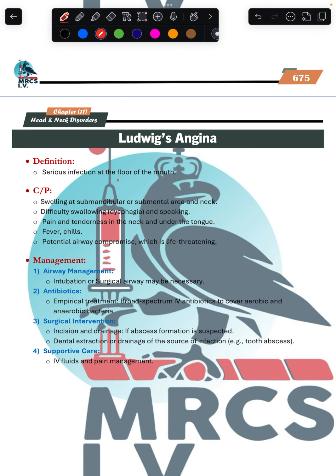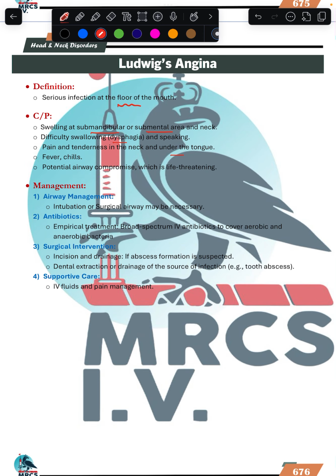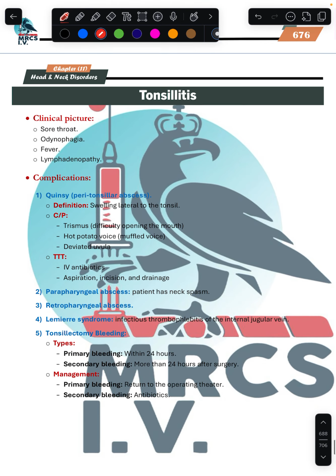What is Ludwig's angina? It is a serious infection of the floor of the mouth, with swelling of the submandibular area of the neck. There is difficulty in swallowing, dysphagia, pain and tenderness at the neck under the tongue, fever, and chills. Intubation is required because sometimes it can compress the airway. Acute treatment is empirical broad spectrum antibiotics and incision and drainage.